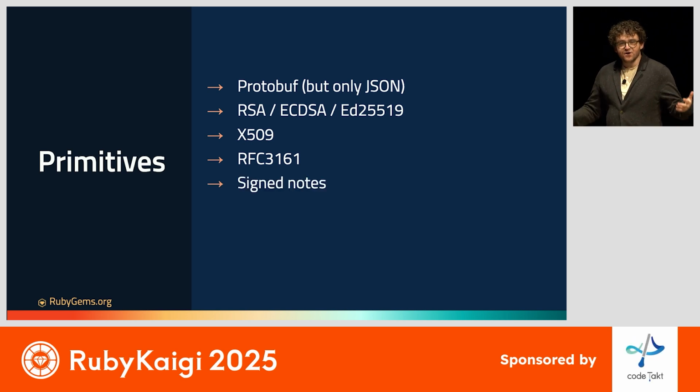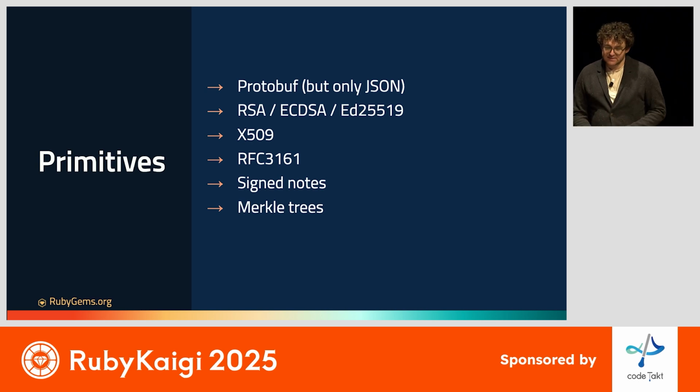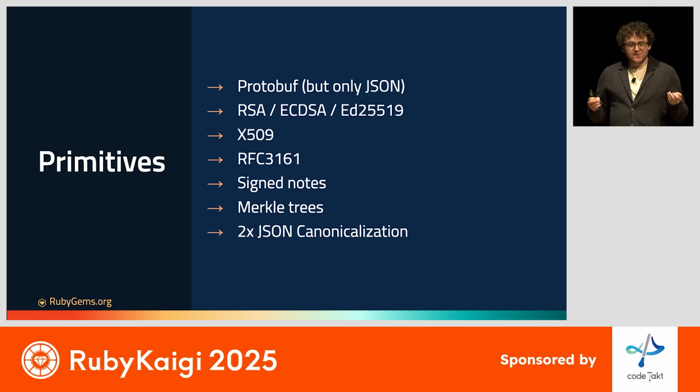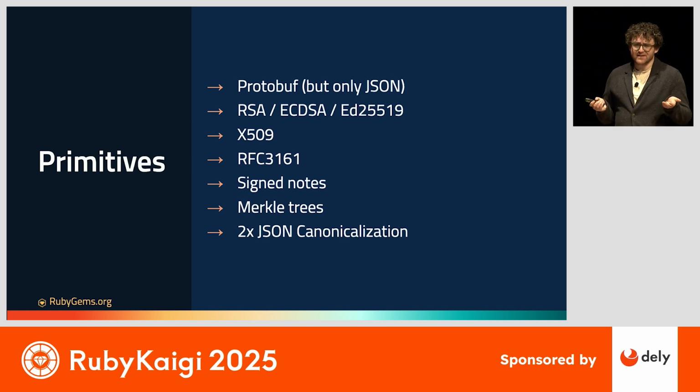There's this signed note format that Go started using for the Go SumDB. There's Merkle trees underpinning all of the public transparency log stuff. There's 2 different JSON canonicalization formats. Because did you know that there exists 2 different JSON canonicalization formats? That's like 2 times as many as there should be.